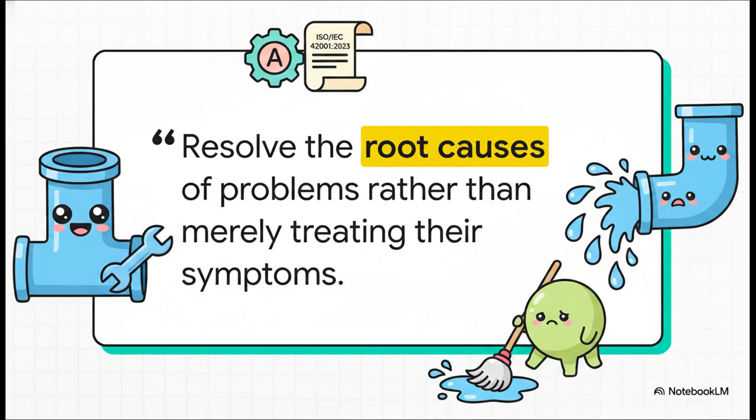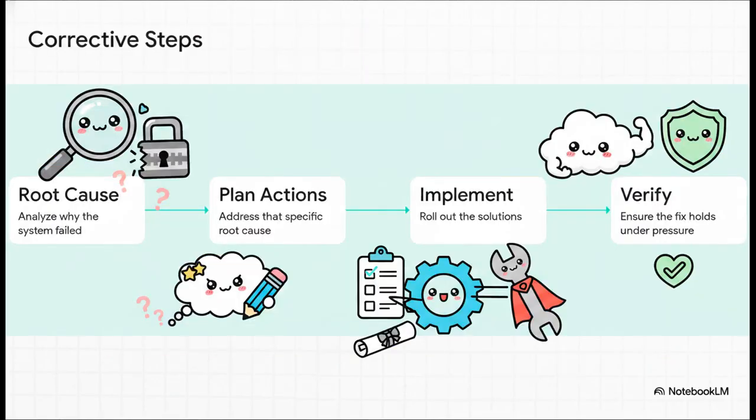Under ISO/IEC 42001:2023, a temporary patch is just entirely unacceptable. I mean, if a pipe is bursting because the water pressure is way too high, mopping the floor is just treating the symptom, right? You have to actually lower the pressure. Doing that requires a really logical step-by-step flow.